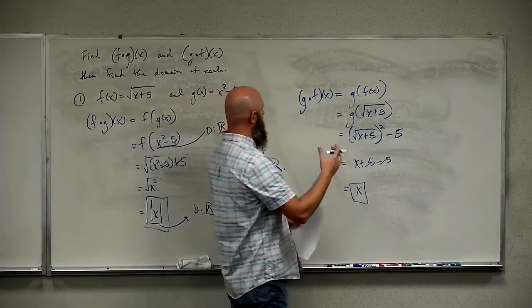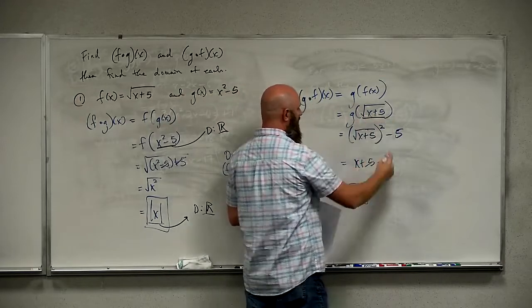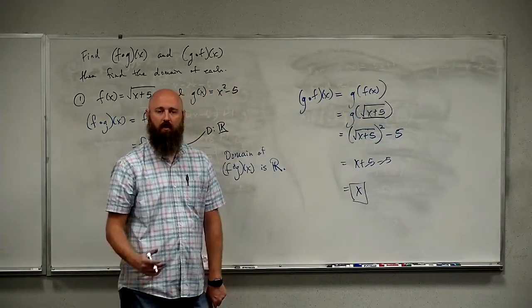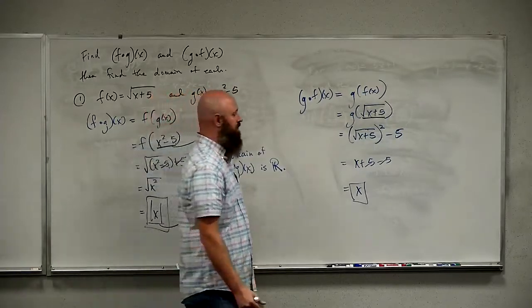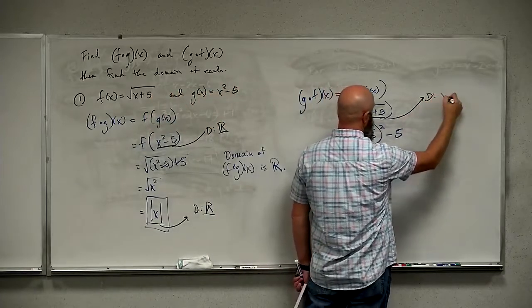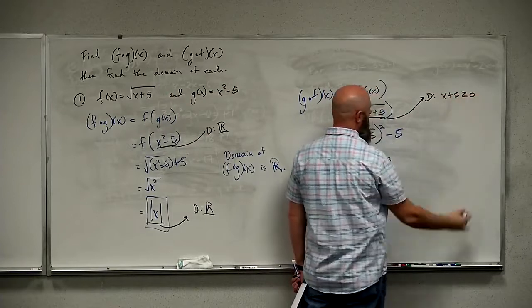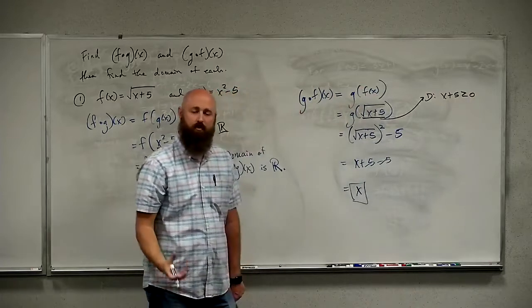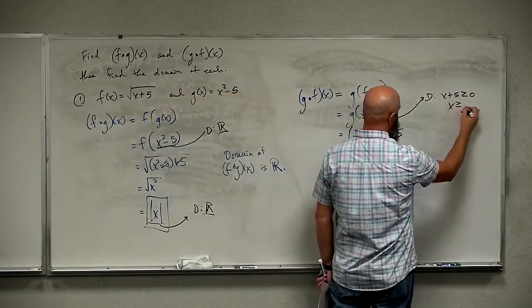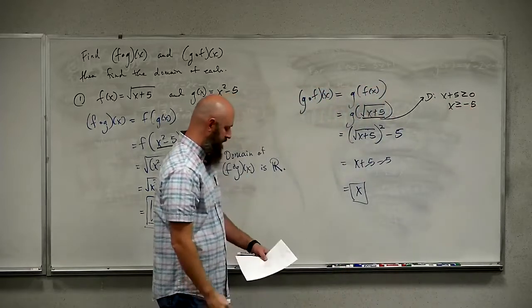Now how about g of f? We go here, to our function that we're plugging in. Is there an issue? Well, that's a square root, and there are issues for square roots. So for our domain, x plus 5 must be greater than or equal to 0, because we can't have negatives under there. And so that means x must be greater than or equal to -5.